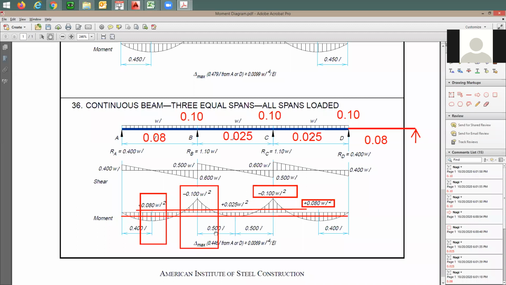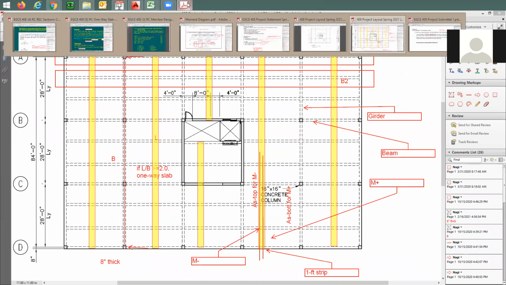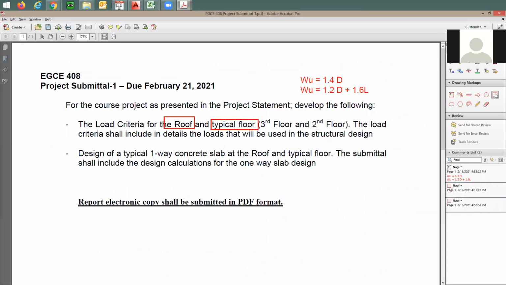So in total, how many sections would I design for one strip? I'm going to have maximum negative and maximum positive. It's going to be 2. How many slabs do you think I'm going to be working on? I'm going to have 2 slabs. One is going to be at the typical level, one at the roof. How do I know this? Because it's written right here, look at this. It says design one typical, just one typical, for negative and positive moment at the roof, gives you number 1 and typical floor.